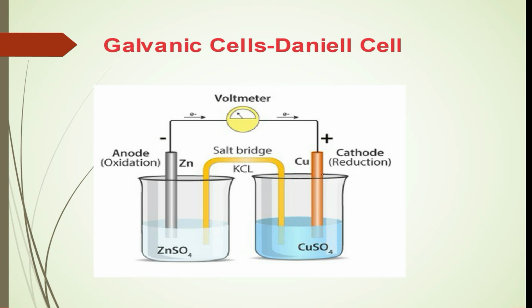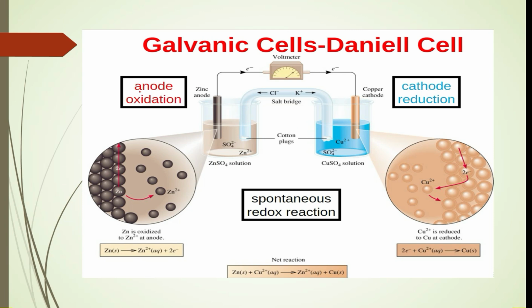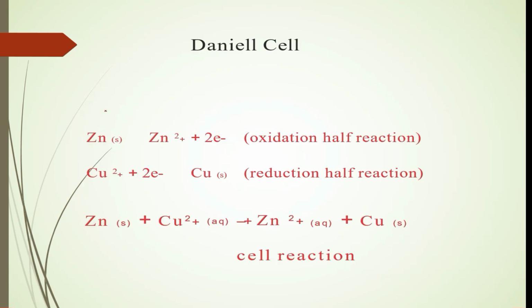Here we see anode, cathode, all these terms we discuss. See this diagram of galvanic cell. Here anode is oxidation, here cathode is reduction. What is meant by oxidation and reduction? Oxidation is a loss of electron. Zinc is converted into Zn2+ plus 2 electrons. These 2 electrons are lost from this zinc metal and it gets converted into zinc metal ion. Here Cu2+ plus 2 electrons get converted into copper. So this metal ion is converted into metal.